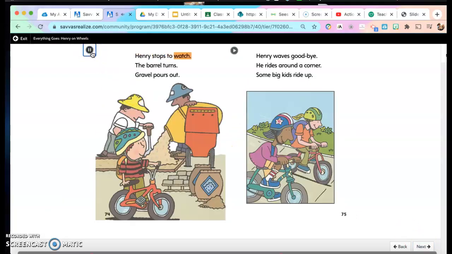Henry stops to watch. The barrel turns. Gravel pours out. Henry waves goodbye. He rides around a corner. Some big kids ride up.